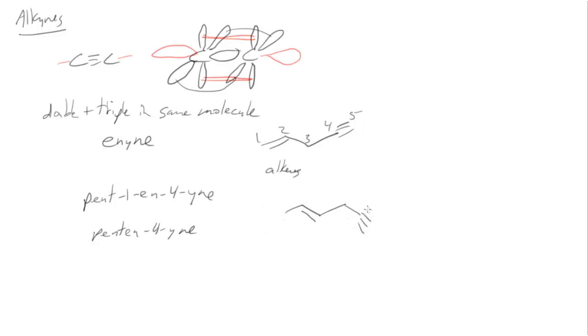However, if they're not the same, I start at whatever one's lowest. So in this case, the alkyne is lower than the alkene just because it's closer to the end. So it would be 1, 2, 3, 4. And there are 6 atoms in this one. This is a hexene. So this would be hex 4-ene 1-yne.